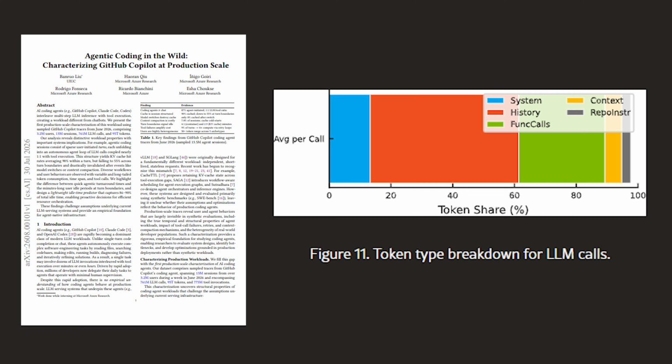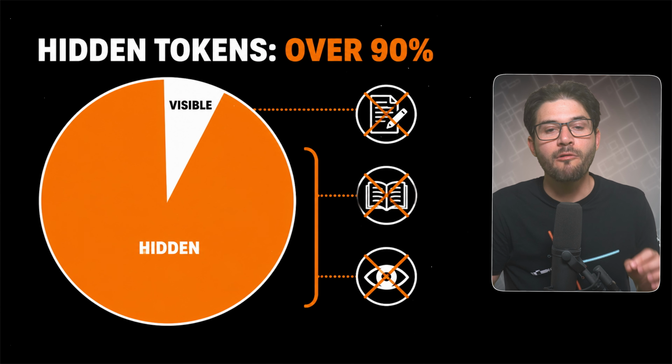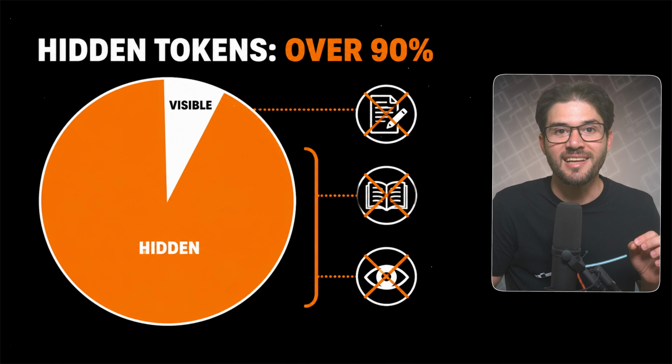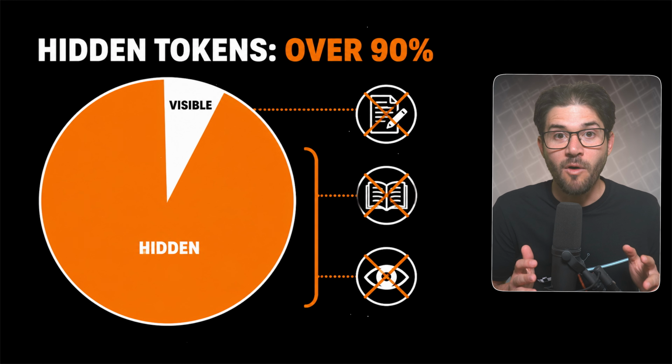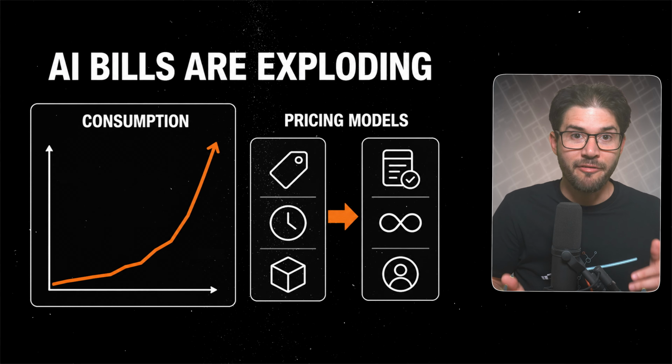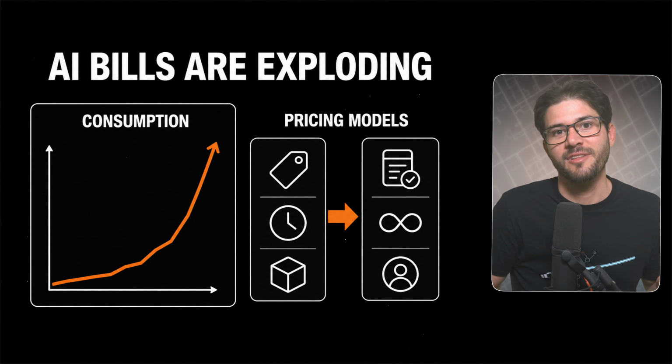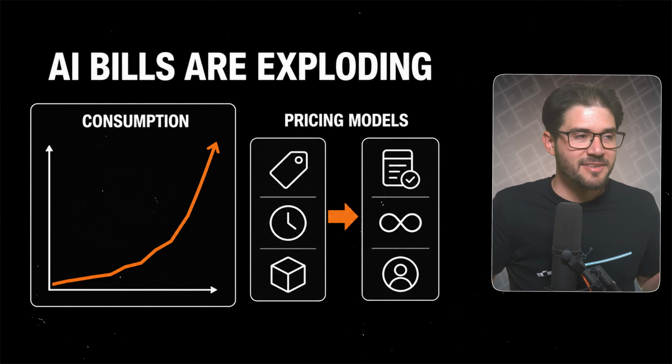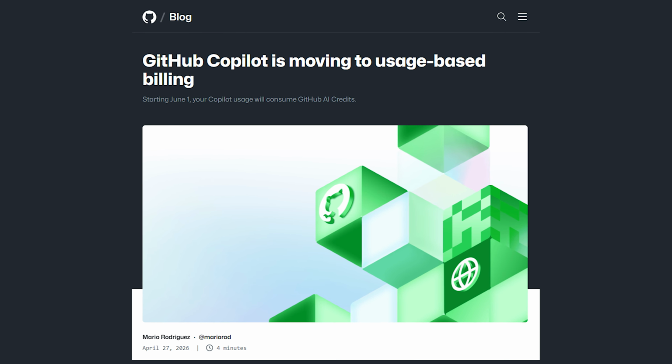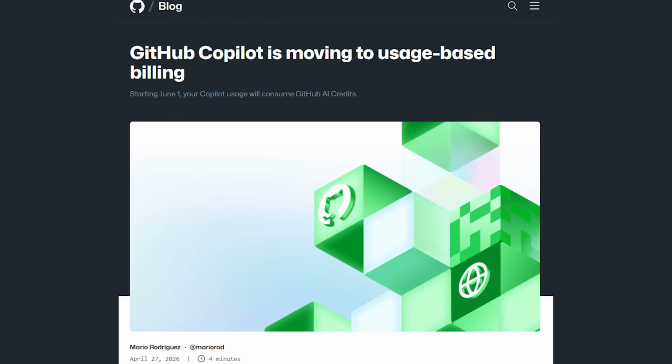It looks like we are living in the token economy right now. And you know what? Most of your AI bill is for tokens that you never wrote, never read, and often cannot see. These are hidden tokens, and they can account for over 90% of your total cost. And this is the reason why the consumption bill of AI services is exploding these days. It is why services like GitHub Copilot are shifting the pricing models.